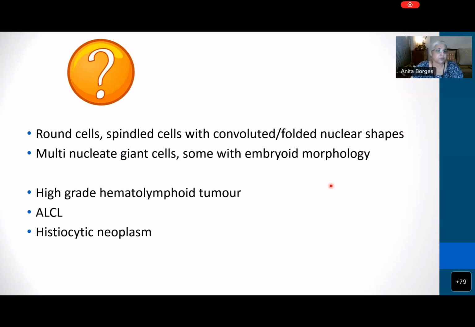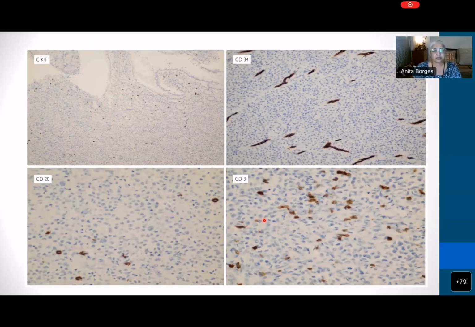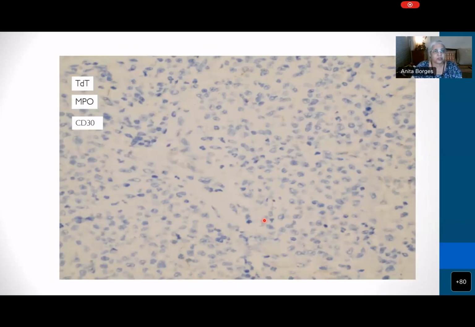Then obviously we have to think of a high-grade hematolymphoid tumor, ALCL. I don't think I would have prioritized ALCL, but yes, of course, it is a neoplasm because of these folded nuclear shapes. So we have to do immunohistochemistry, and we did it. High-grade hematolymphoid neoplasm: there's no c-KIT, there is no CD34, it's not a lymphoma, there's no CD20, there is no CD3, there's no TdT, there's no MPO, there's no CD30. All of these are negative.